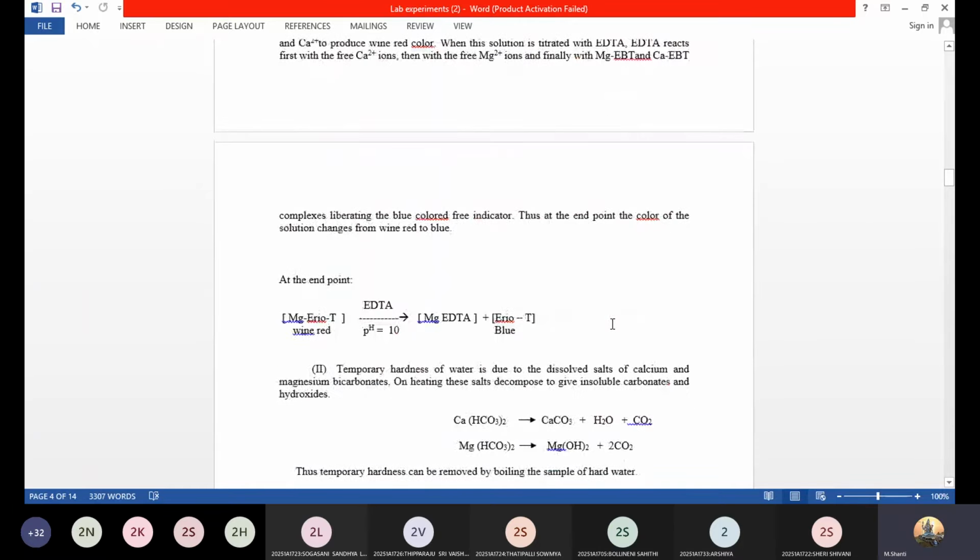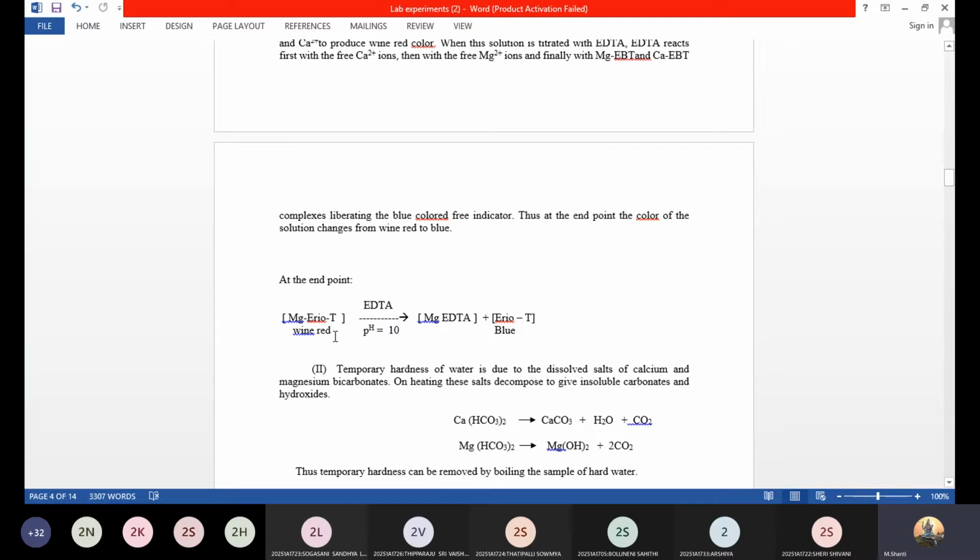What is the color of magnesium EDTA complex? Everybody will commit a mistake there. No color. Very good. So magnesium EDTA is colorless. Please make a note of this point. Magnesium indicator is wine red.